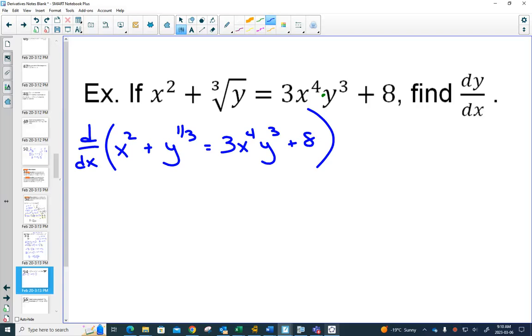Now, we do each thing separately. Derivative of x squared. You know that. That's 2x. Okay? The derivative of y to the third. So as a shortcut, I would say, just do a regular derivative. How do you do a 1/3? The 1/3 would come out in front. You would subtract 1 from the exponent. That's how you would normally do the derivative of something like that. But because it's a y, you'll multiply by dy dx.